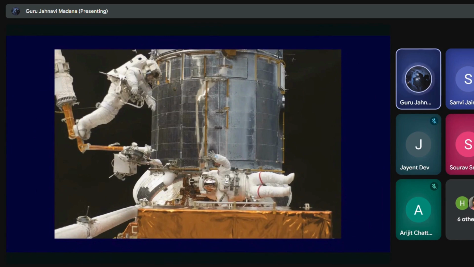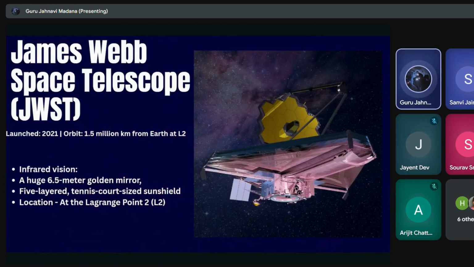It needed hardcore maintenance. Now imagine taking Hubble's legacy, adding gold, origami, and super cool tech, and launching it far beyond the moon. So that is the James Webb Space Telescope. I guess everyone knows about it.